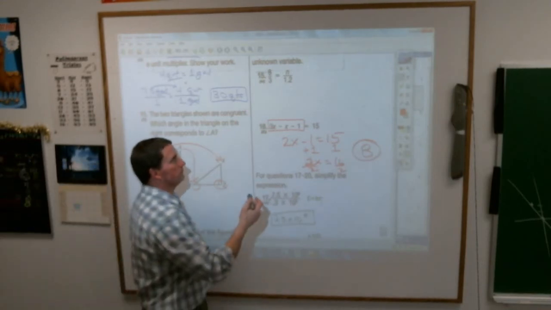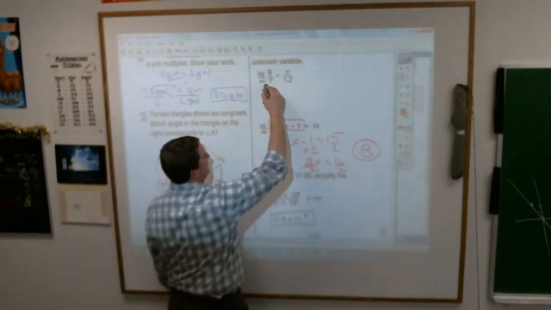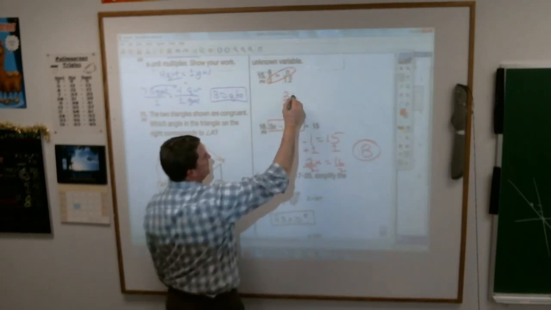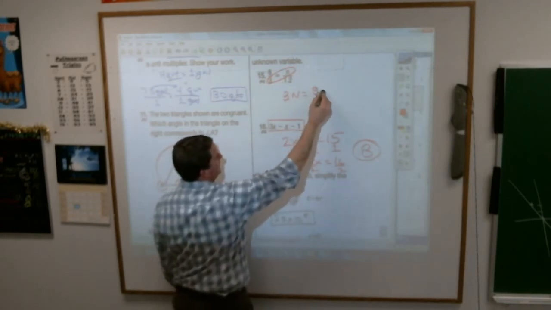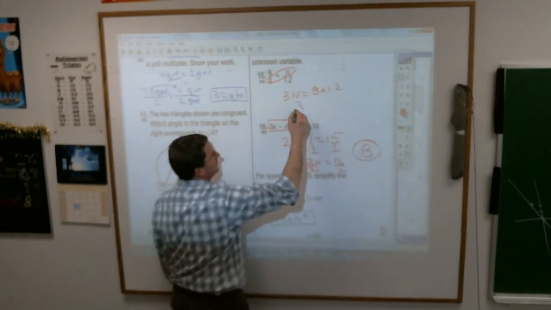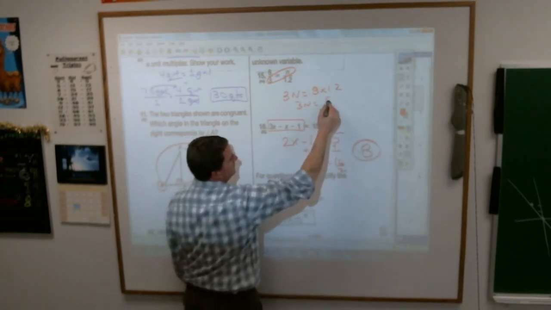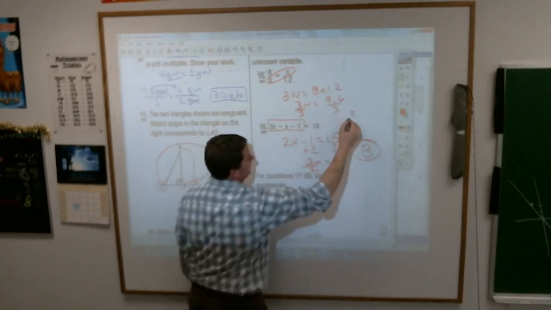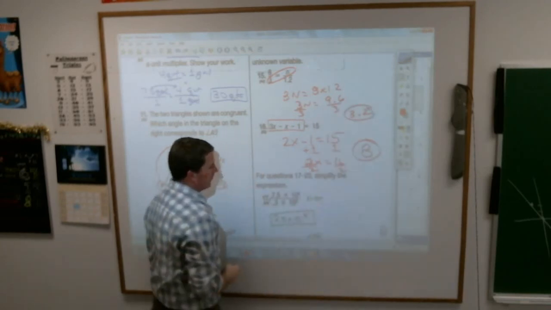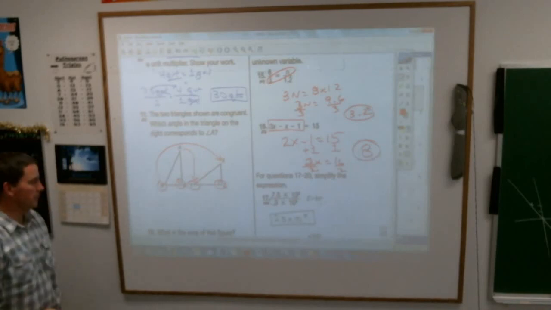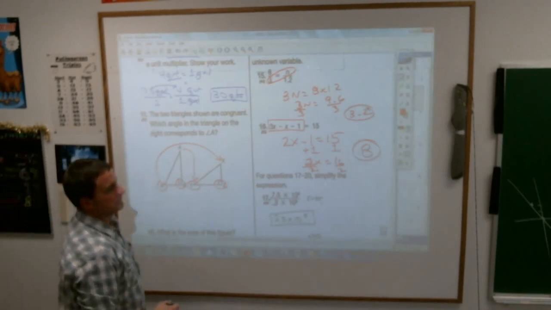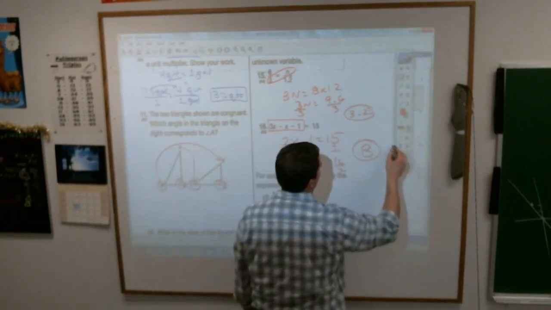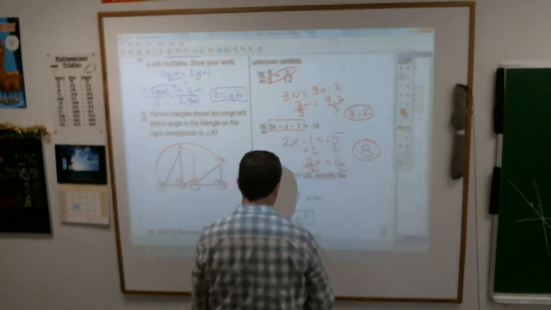Problem 15, no better way to do it than cross multiply. 3 times n equals 8 times 1.2. 3n equals what? 9.6 divided by 3. Is that all of them? Perfect.